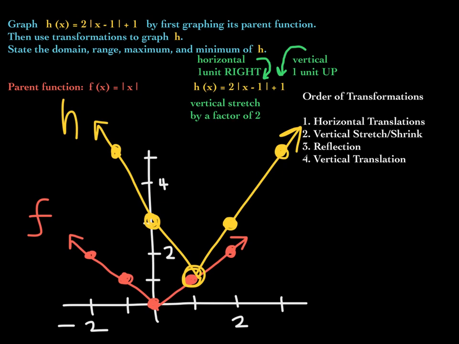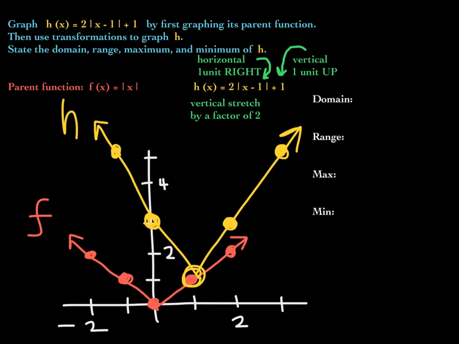Let's get the domain, range, maximum, and minimum for function h. So look at the yellow graph. How far left is it going? Forever. How far right is it going? Forever. So therefore the domain is all real numbers. The range, bottom to top. What's your lowest y value? It's right here at 1. So it starts at 1, and then the v keeps on going up forever and ever and ever.